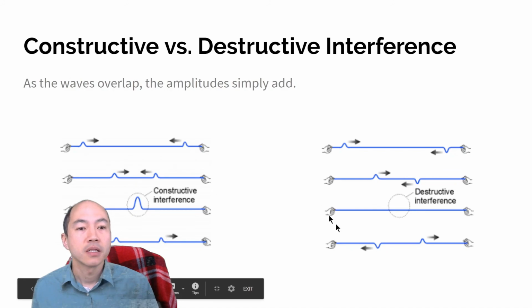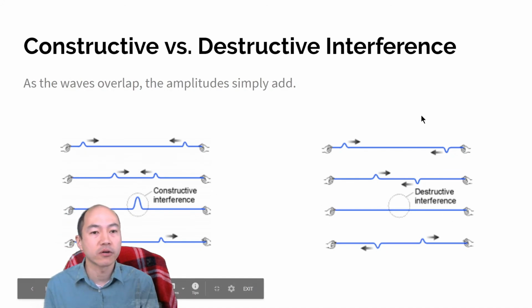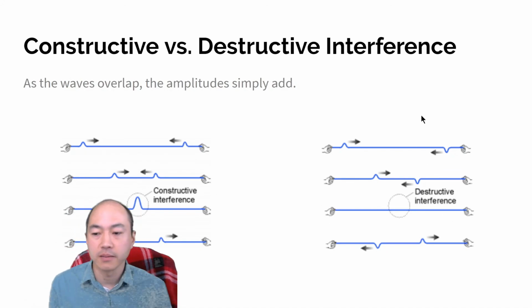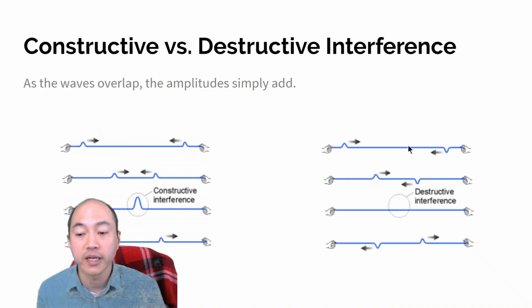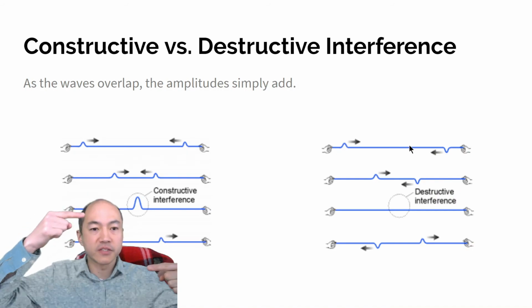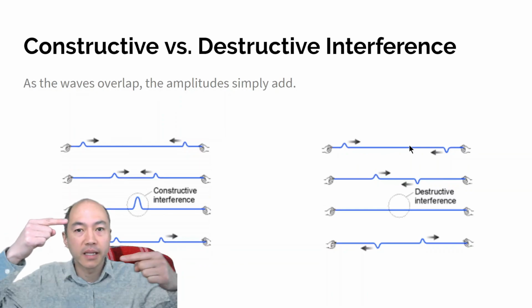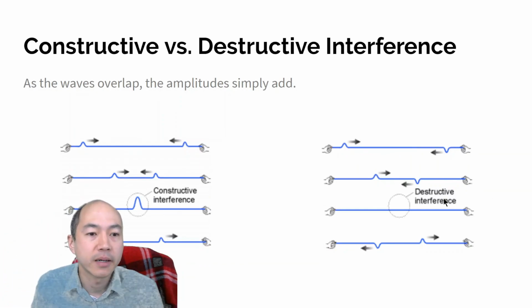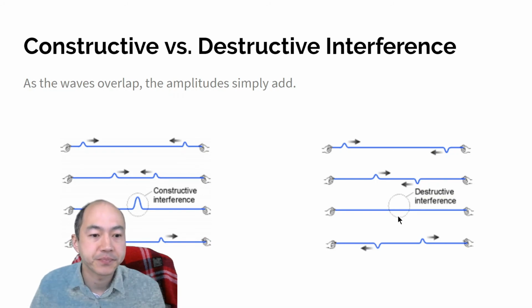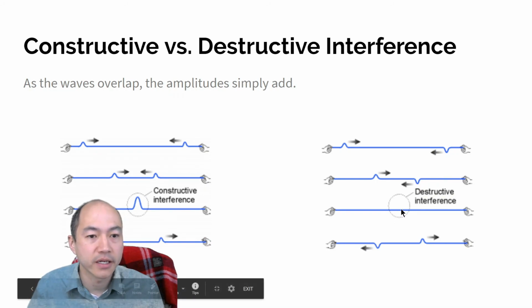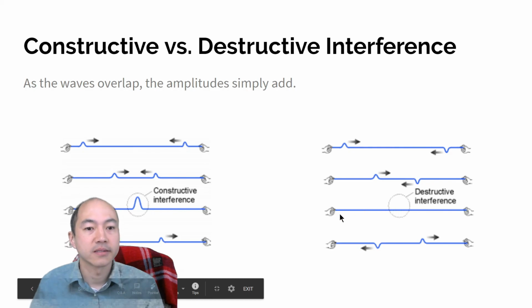The second category is what we call destructive interference. Destructive interference is when the two waves are opposite of each other. One's on the top, one's on the bottom, and they pass through each other. And when they overlap exactly, they cancel out. And so you see that here in this image.